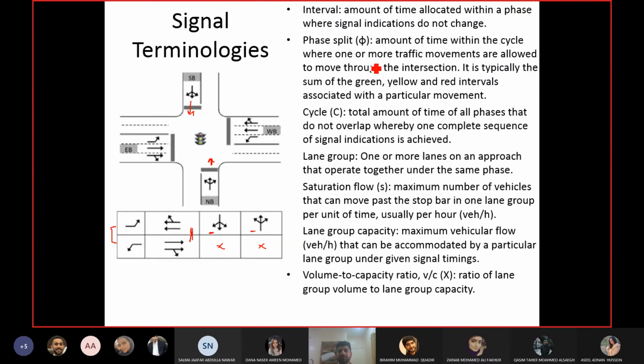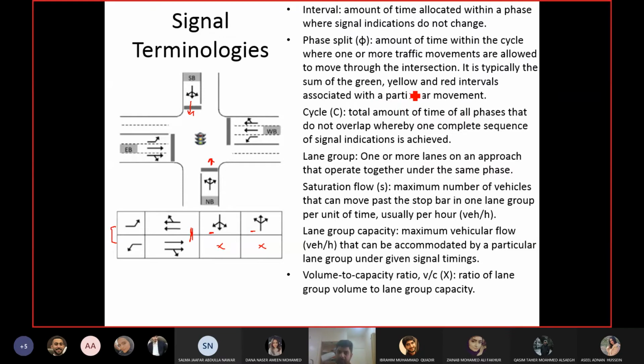Then we have the phase split, the amount of time within the cycle where one or more traffic movements are allowed to move through the intersection. So basically the time which you give for one phase, in that particular phase, a specific movement is allowed to move through the intersection, and this time consists of green, yellow and red interval for a particular movement.